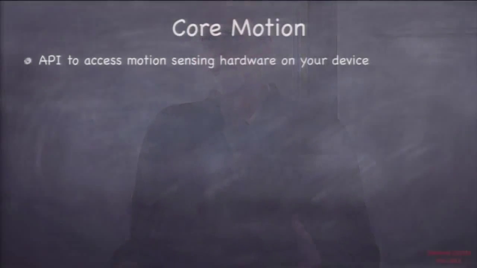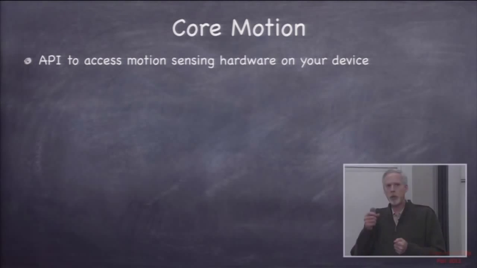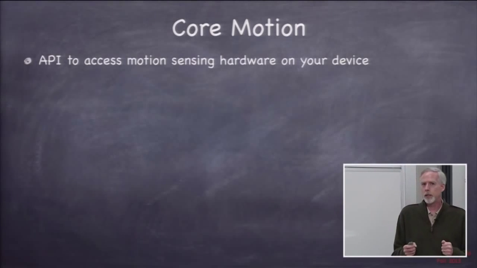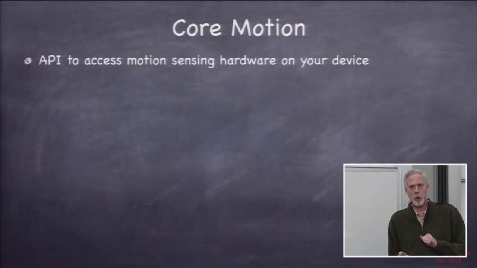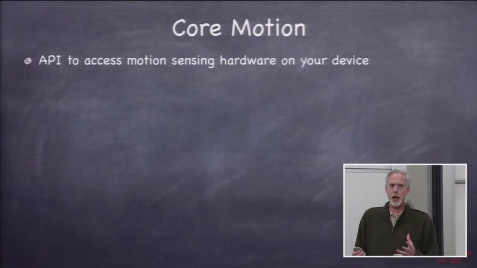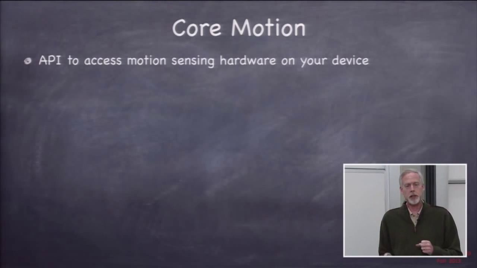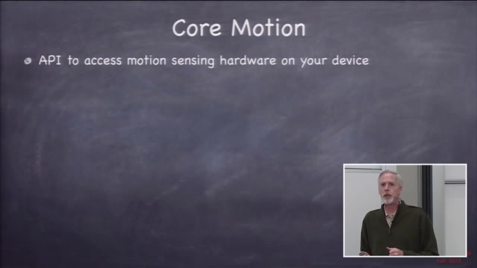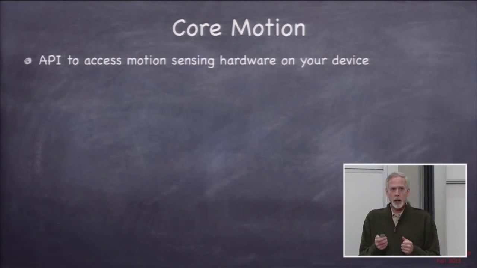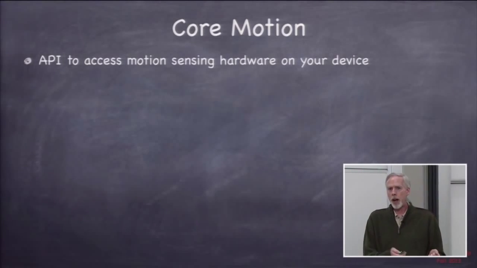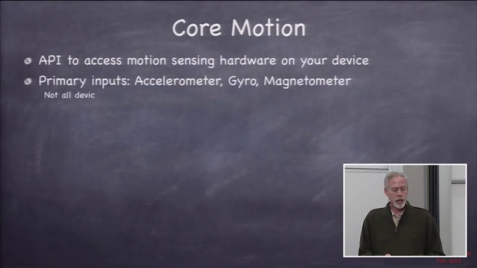All right, so core motion. Core motion is the API for accessing the hardware on your device that tells you about motion, okay? And there's a lot of different pieces of hardware, actually, that sense motion on your device, and some devices have more hardware than others, okay? So a lot of using core motion properly is understanding what your device has and how you're going to use it, and if it doesn't have things, can you still do what you want to do, maybe not quite as nicely, et cetera.